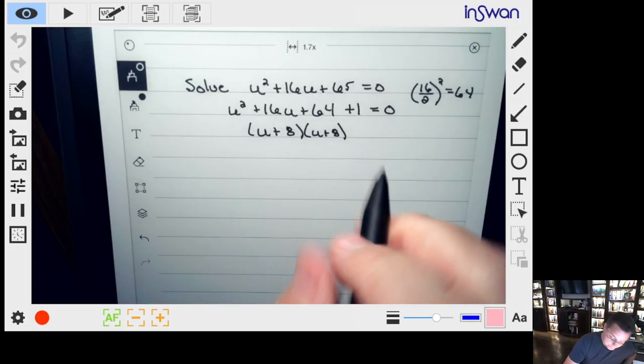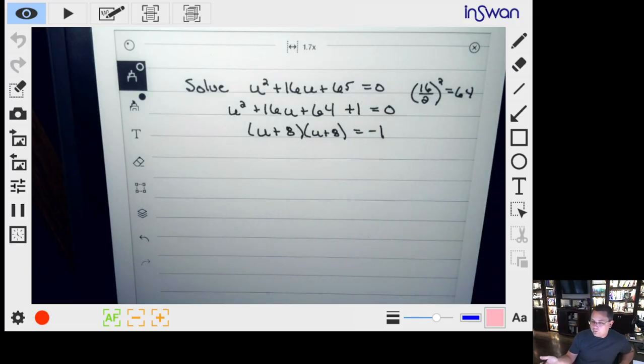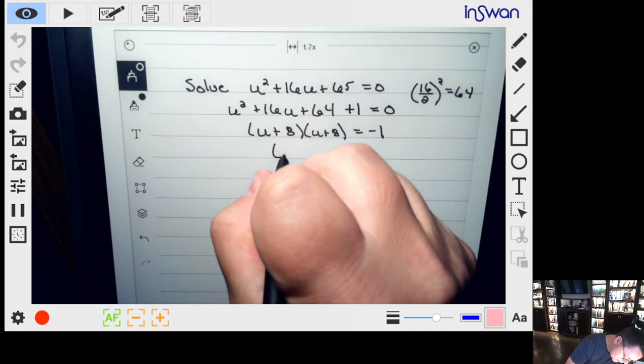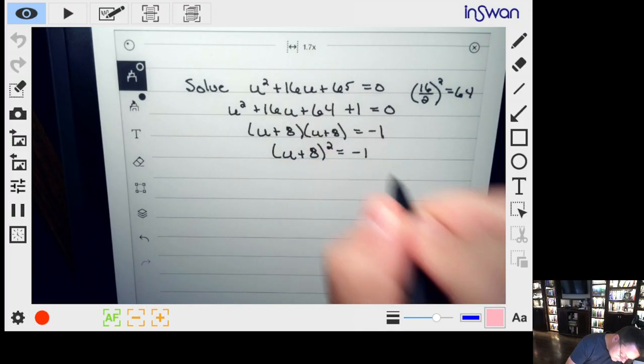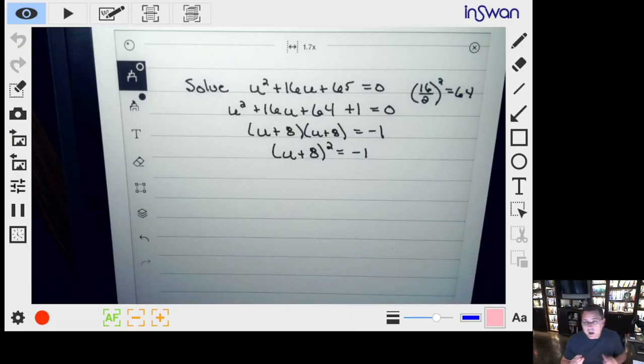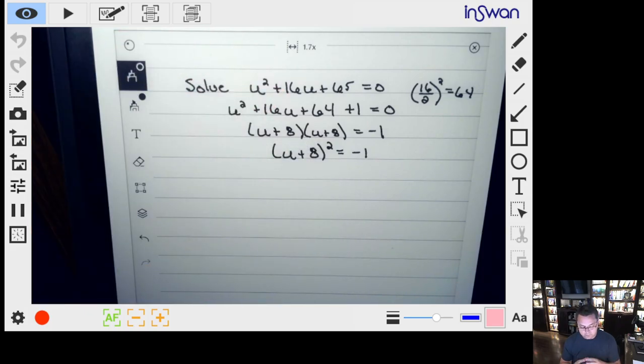That's this piece right here. And that's going to be equal to, I'll move the 1 over, negative 1. So that'll give me u plus 8 squared is equal to negative 1. I already have an issue here. On this particular problem, I have something squared equal to a negative number.